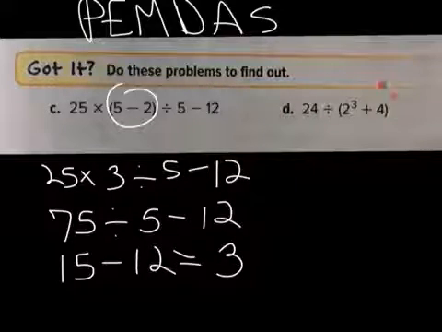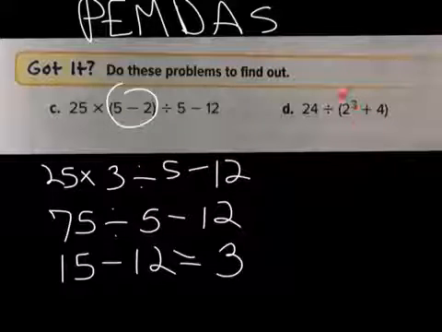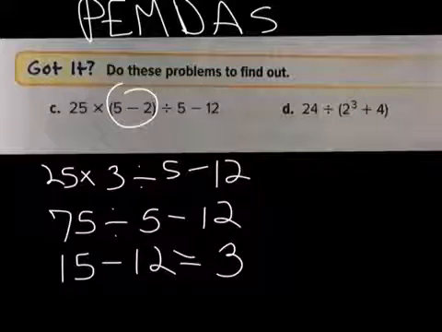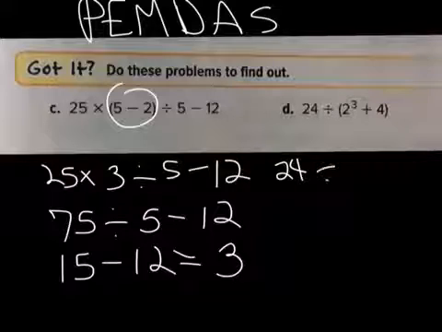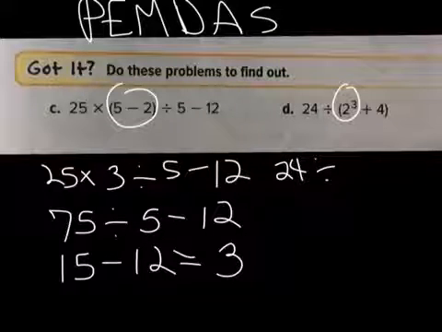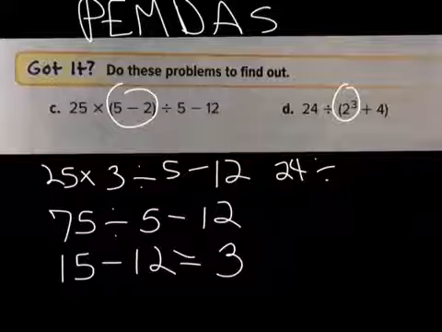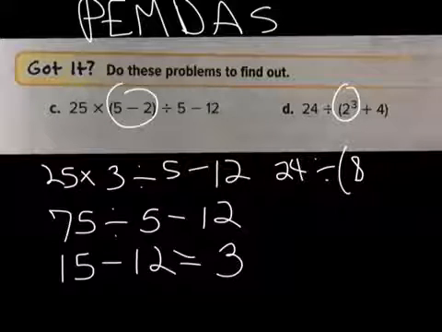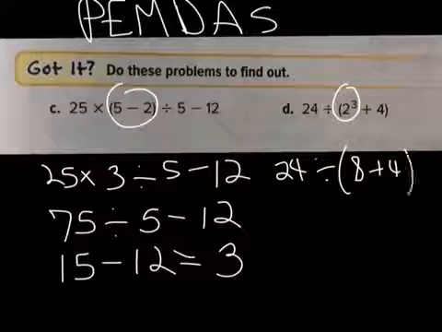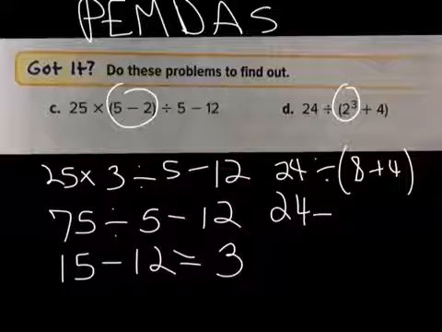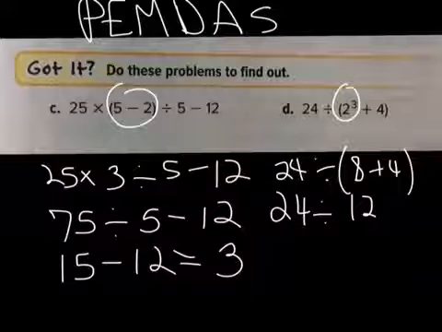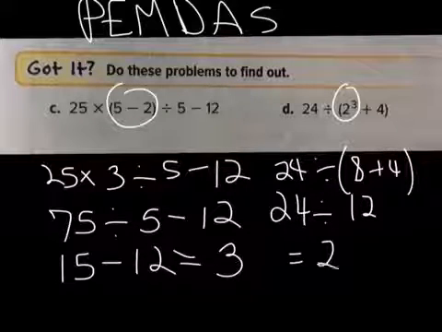And over here we have parentheses first, and within the parentheses we have exponents. So let's solve that first. So I'm just going to write my 24 divided by, my exponent here is 2 times 2 times 2. 2 times 2 is 4, times 2 is 8. So I have 8 in the parentheses plus 4. Again, I will write my 24 divided by, now I solve in the parentheses that I have 12, and 24 divided by 12 equals 2. And there you have it.